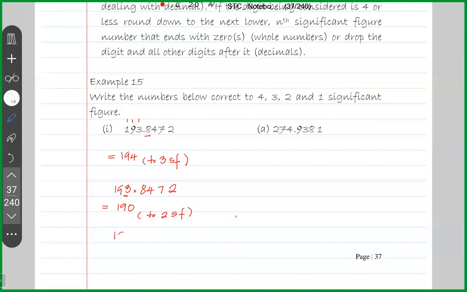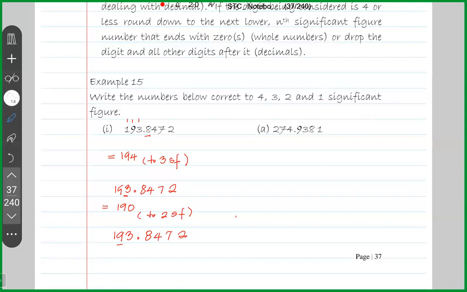The same number, 193.8472, this time to 1 significant figure. If I'm going to write a number to 1 significant figure, I must consider the digit that is the second significant figure. If the digit I'm considering is 5 or more, I'll round up. Round up, in this case, would mean adding 1 to the 1 and replacing the 9 and the 3 with zeros.